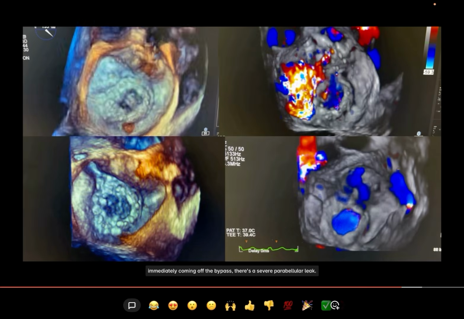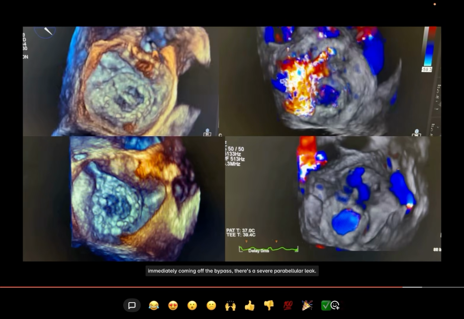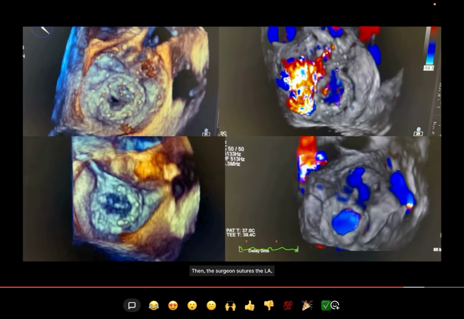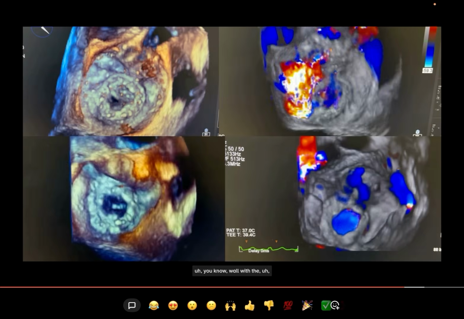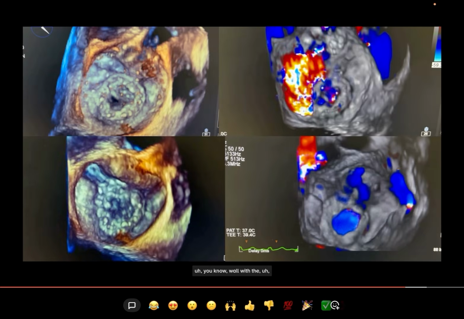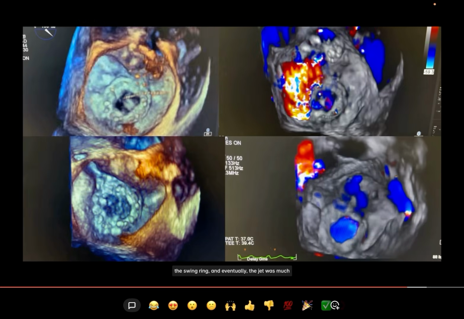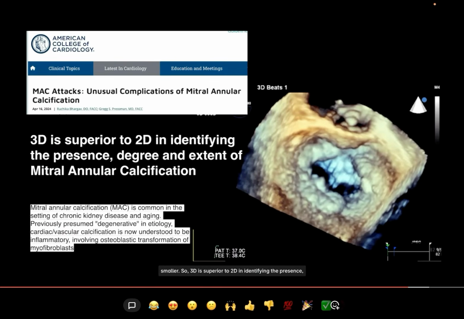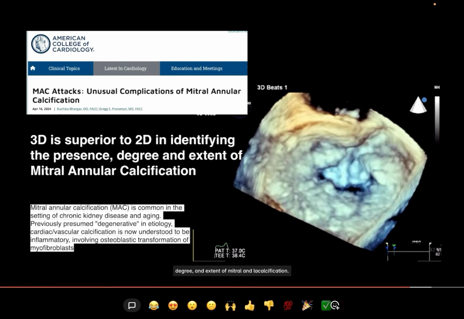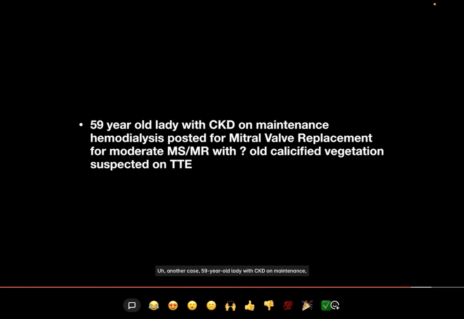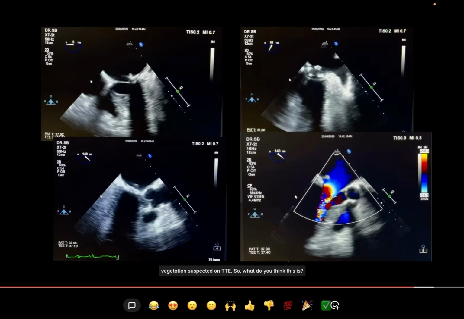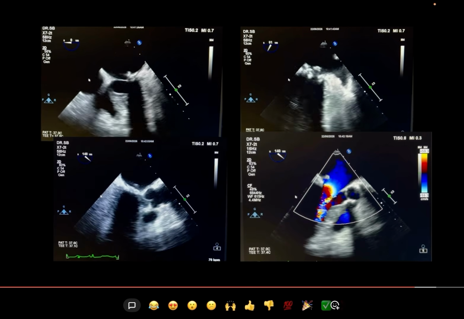The first image is immediately after bypass, showing the severe paravalvular leak. Then the surgeon sutures the LA wall with the swing ring, and eventually the jet goes much smaller. So 3D is superior to 2D in identifying the presence, degree, and extent of mitral annular calcification. Another case, a 59-year-old lady with CKD on maintenance hemodialysis posted for mitral valve replacement for moderate MS and MR, with old calcified vegetation suspected on TTE. So what do you think this is?